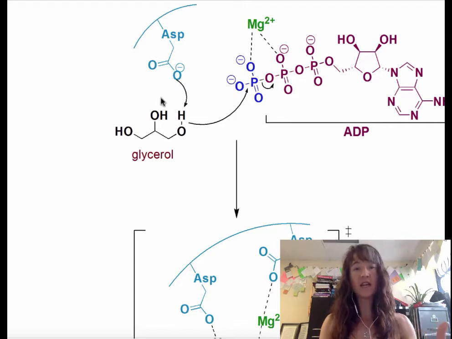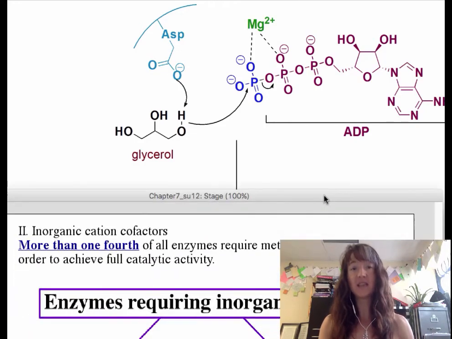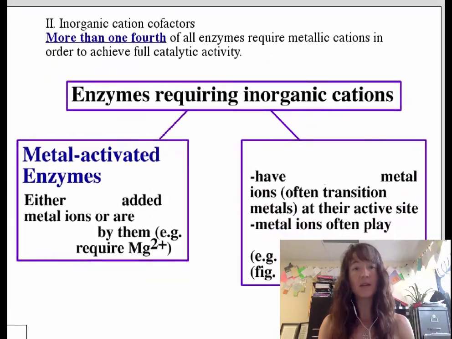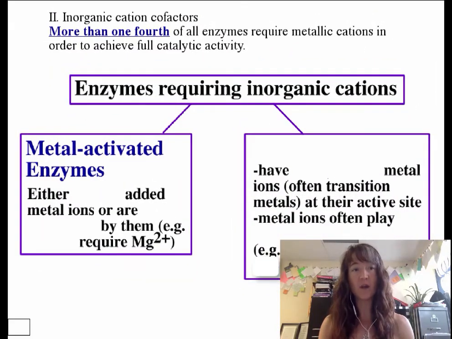And so the enzyme won't recognize the substrate unless there's a magnesium 2+ cation associated with the substrate. So this would be a good definition of a metal-activated enzyme. Kinases, such as this kinase, are commonly metal-activated. So we will often see ATP being bound to magnesium 2+ in order to allow the substrate to be recognizable.